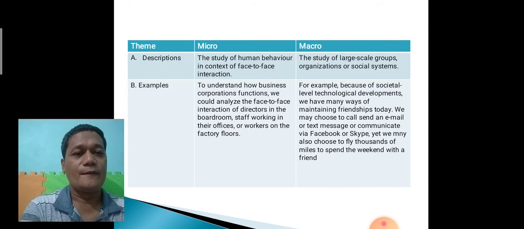I end. Pero alam ko meron pa. Tignan natin at daanan natin yung pinamemorize ko sa inyo. Yan, yung tinatawag nating micro at saka macro sociology.